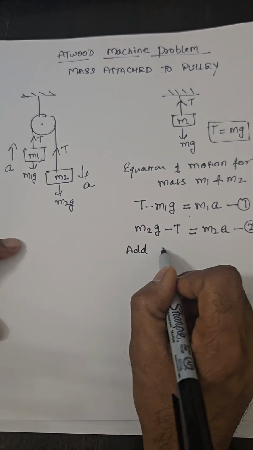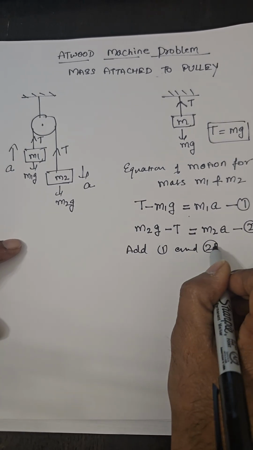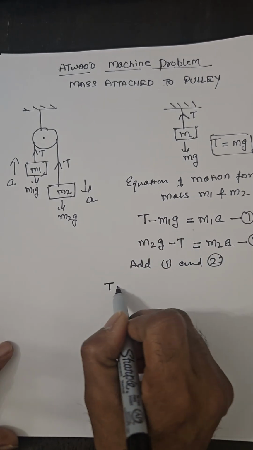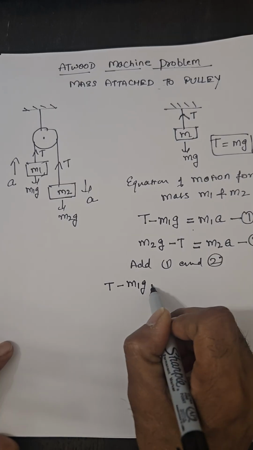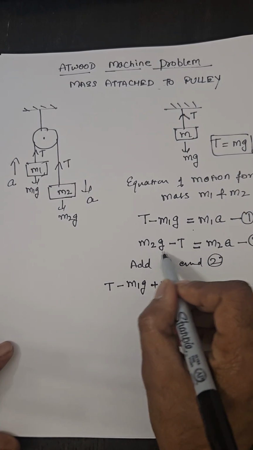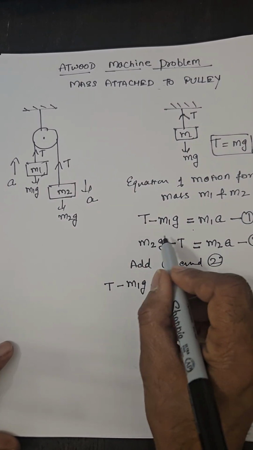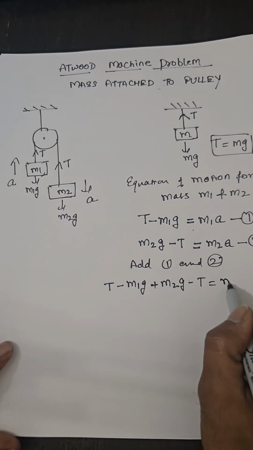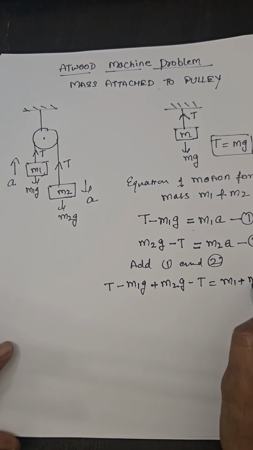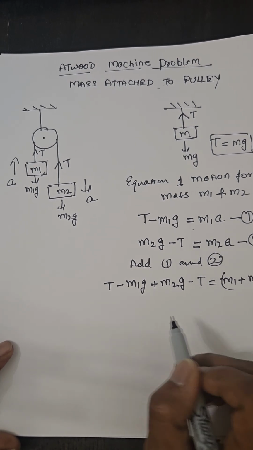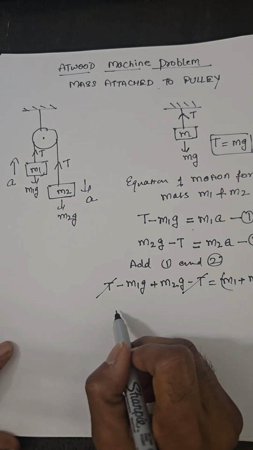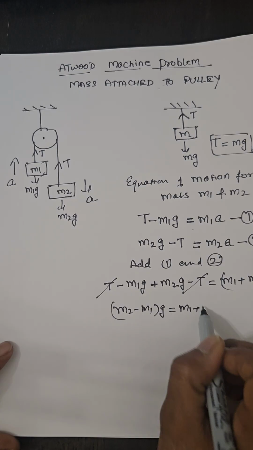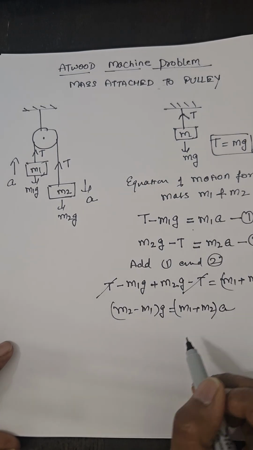If I add equation 1 and equation 2, the left hand side becomes T minus m1g plus m2g minus T. So add the left hand side terms and add the right hand side terms separately. T cancels. So you will get (m2 minus m1)g is equal to (m1 plus m2)a.